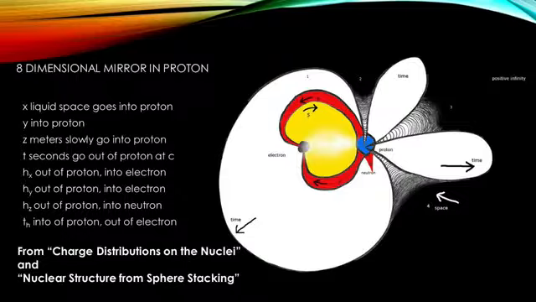Now there's 4 more dimensions in red and white here, where the electron is black on the left, and there's 2 red space dimensions going in, and 1 time-like dimension in white coming out. So this can be seen in closer pictures in my book, The Charge Distributions on the Nuclei. My new book has just been published recently.